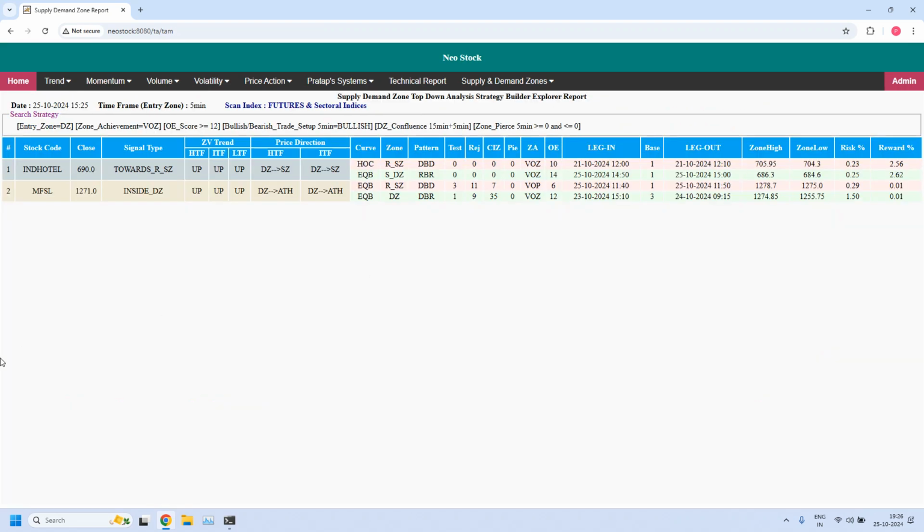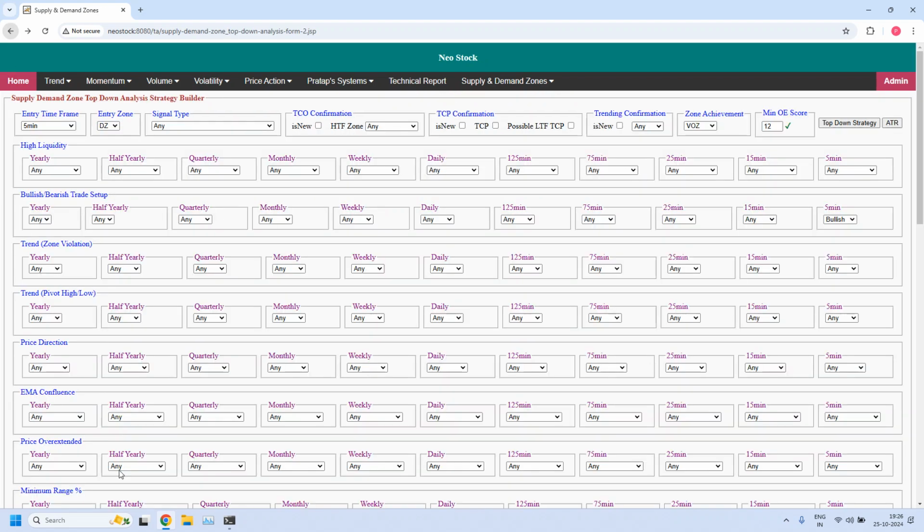These 2 stocks are having ITF confluence. That means the 5 minutes demand zone is part of the 15 minutes demand zone. Let's verify any of these, because 5 minutes is part of the 15. If the 15 minutes demand zone is having daily EMA confluence, it could be an even more high probability setup. So in the EMA confluence at 15 minutes time frame, looking for 15 minutes demand zone with daily EMA confluence.